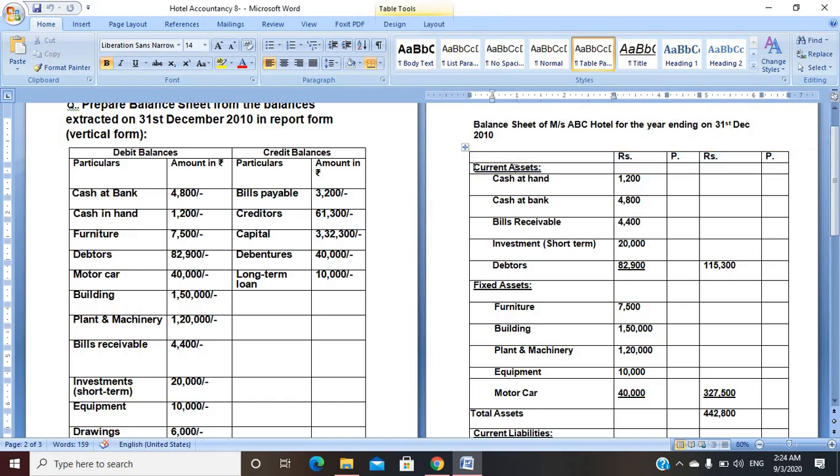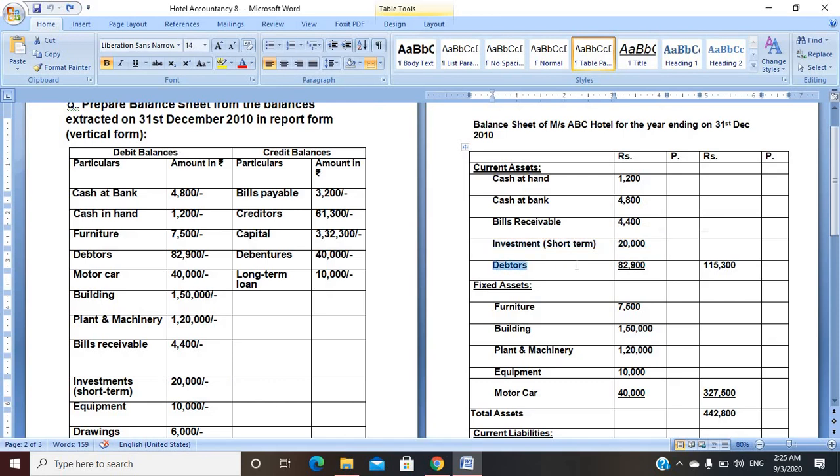So firstly I start with the current assets, that is the heading, then cash in hand. I just mentioned cash in hand 1200 here. Then cash at bank, same as per the question, 4800. Then bill receivables come under the category of current assets, so 4400 in bill receivable. Same amount I mentioned, 4400. Then we also made some short term investment of 20,000 rupees. So I just mentioned investment short term 20,000.